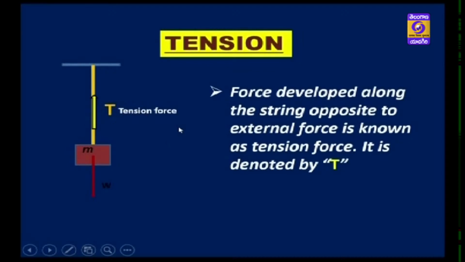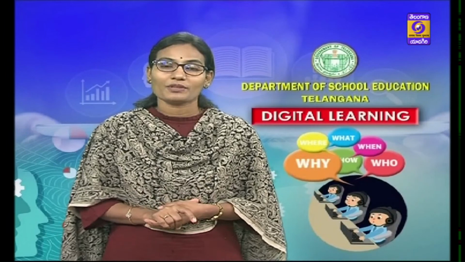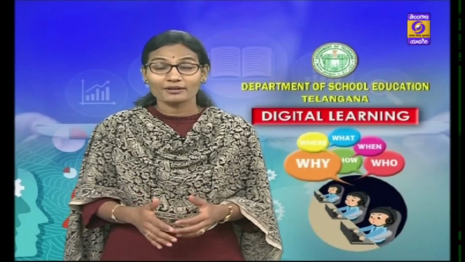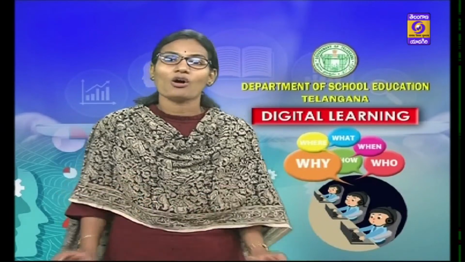Children, these forces generally we experience in our daily life. Now children, in this session we are going to learn about the effects of force. What happens after application of force on objects.